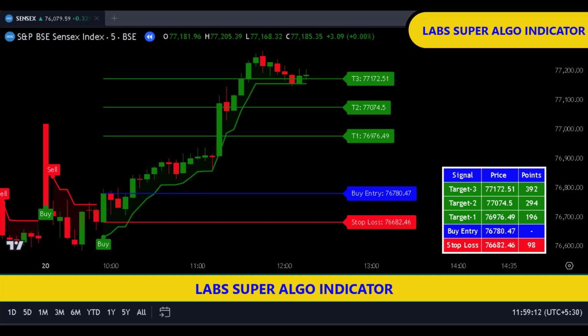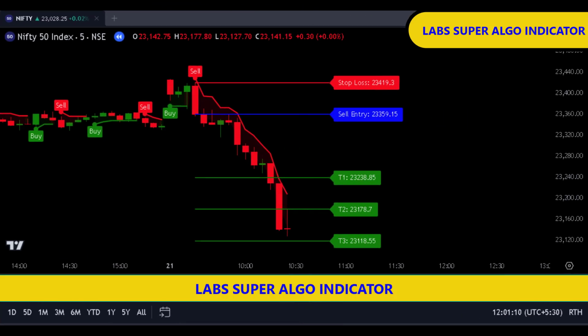Okay. Now, let's look at a short trade setup. The trade starts at a candle marked with a sell signal. Entry is at the close value of this candle and is displayed in the blue colored label. A red label above the entry level shows the stop loss value. We can place our stop loss there. And the three target levels are marked in green labels. Like in the buy trade, you can square off your trades at each target level or trail your stop loss to catch the full rally.